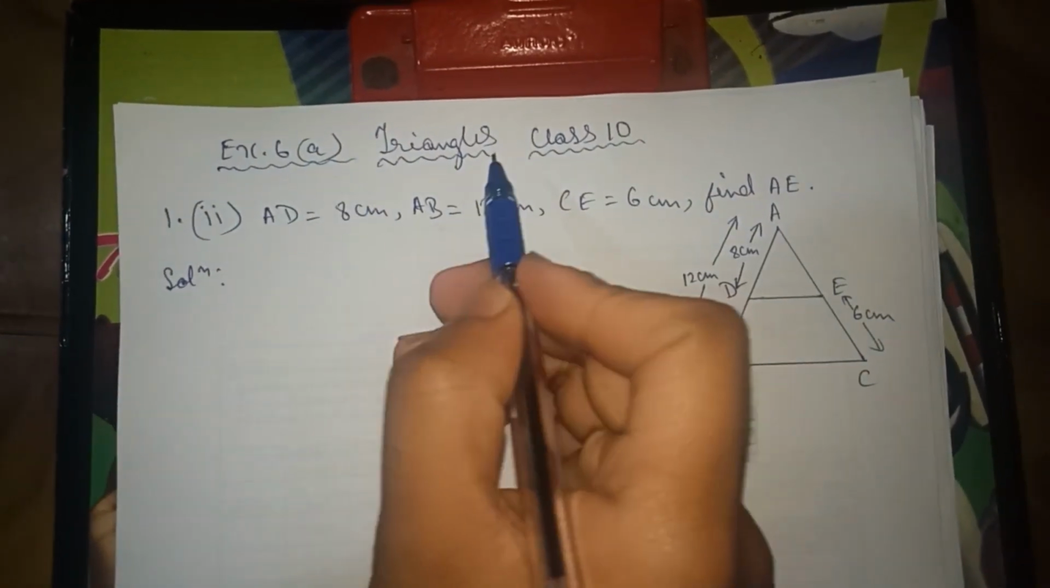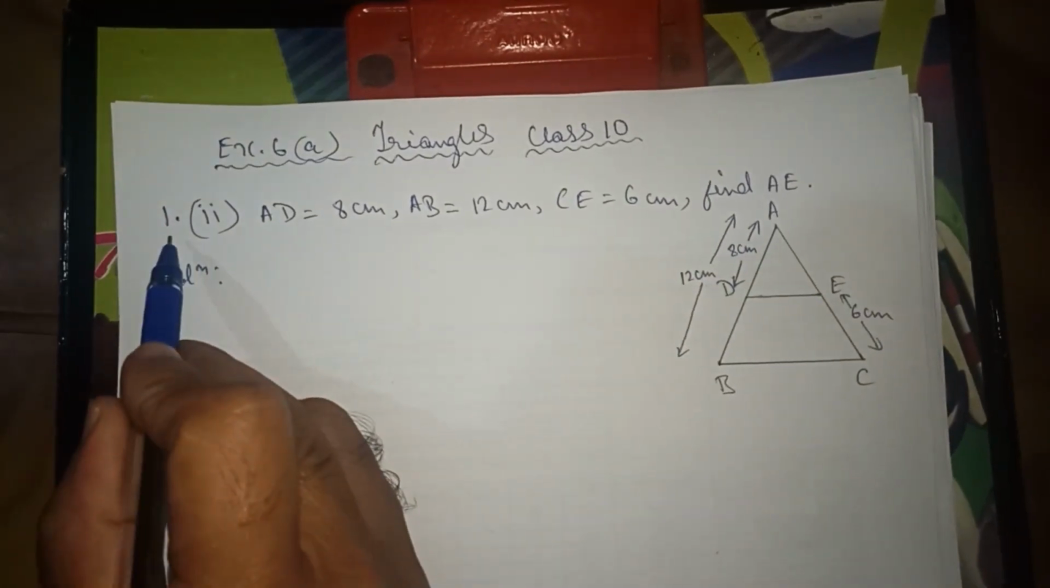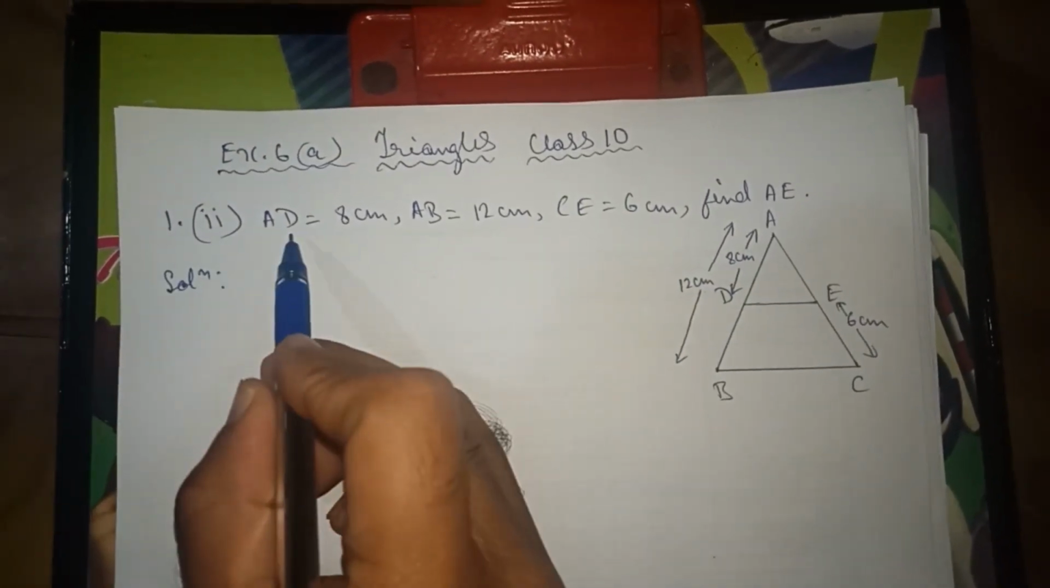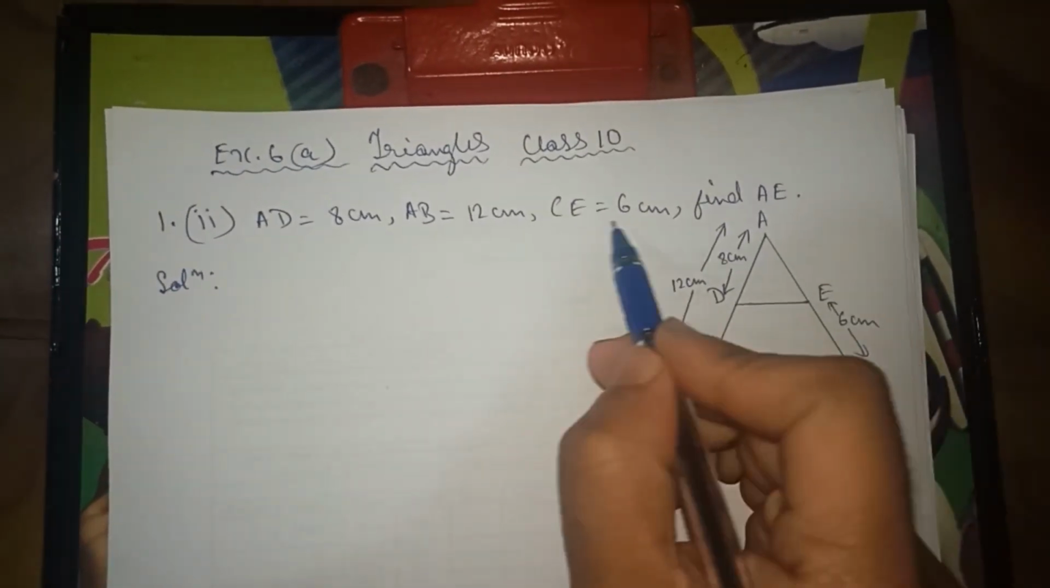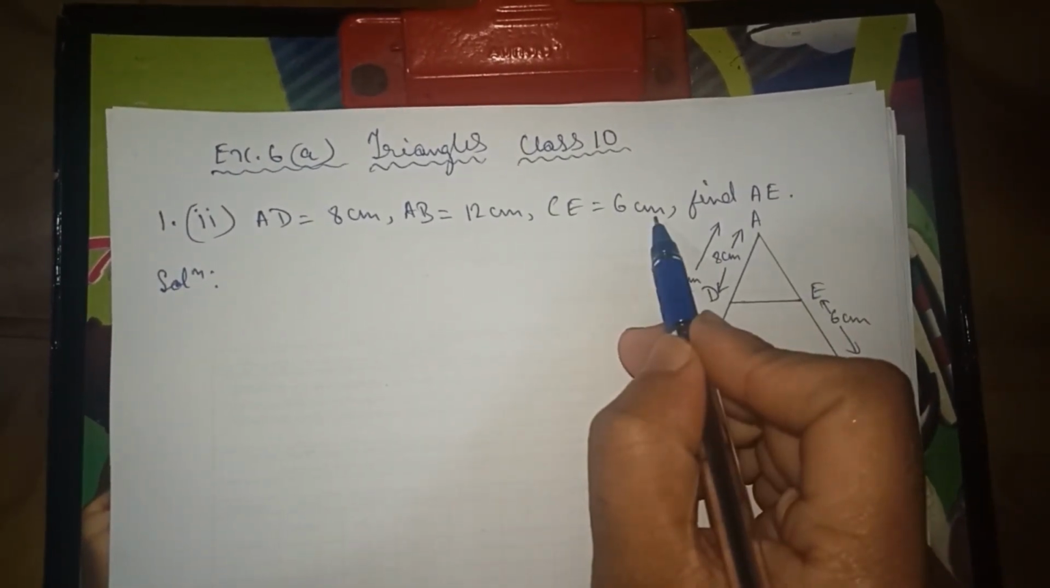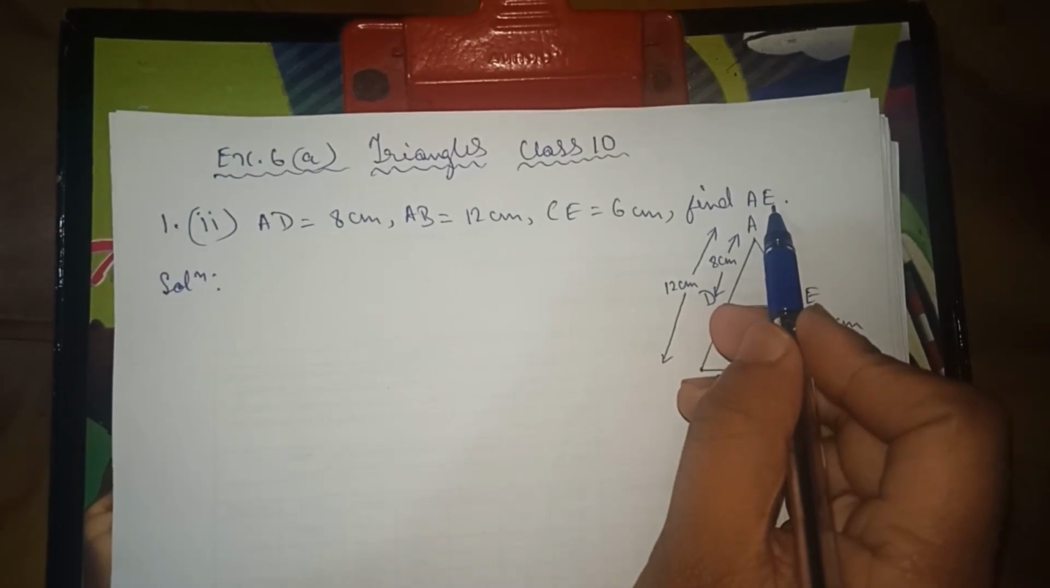Exercise 6a, triangles, class 10. Question number 1, sub number 2: AD equal to 8 centimeter, AB equal to 12 centimeter, EC equal to 6 centimeter, find AE.